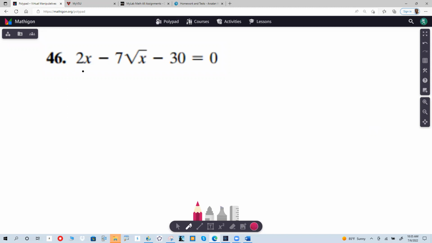I'm going to make this substitution. I want an x squared here. I'm going to make this substitution: square root of x is y. What does that mean? Okay, fine. This guy will be y.